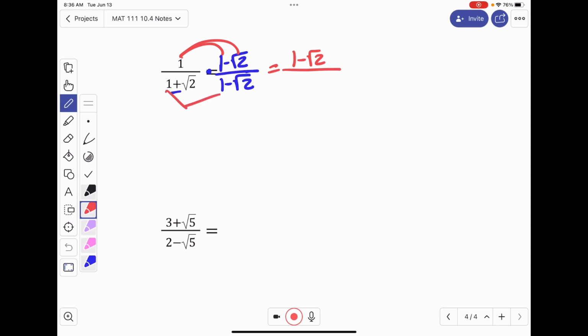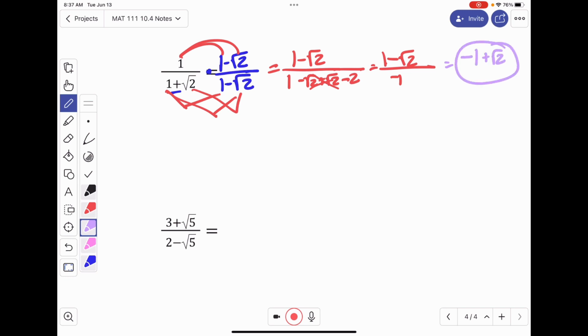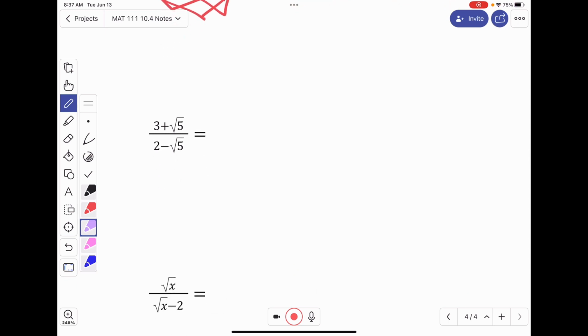And on the bottom, we're going to FOIL. 1 times 1 is 1. Then we have negative root 2, positive root 2, and that becomes negative 2. If we combine like terms on the top, we can't. And if we combine like terms on the bottom, those are going to cancel, so we get negative 1. And then dividing by negative 1 just changes the sign, so there's our answer. Same thing here. Instead of 2 minus root 5, we're going to do 2 plus root 5.